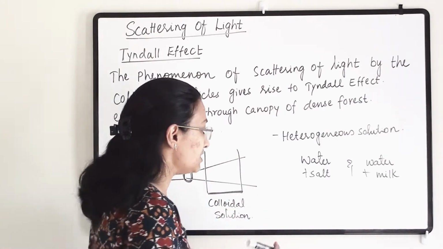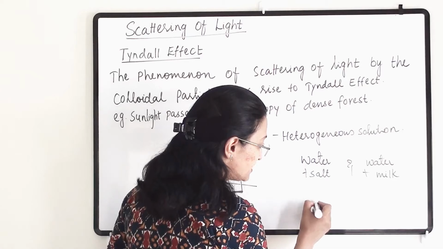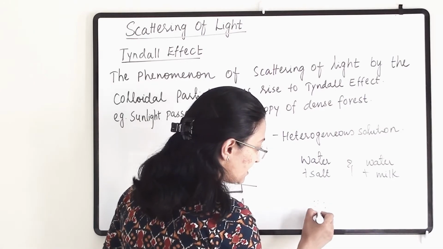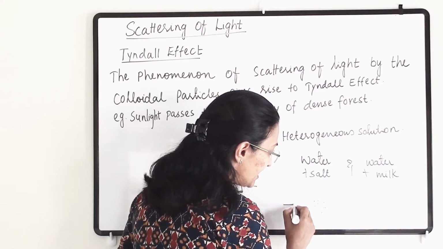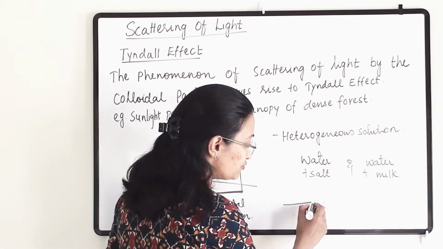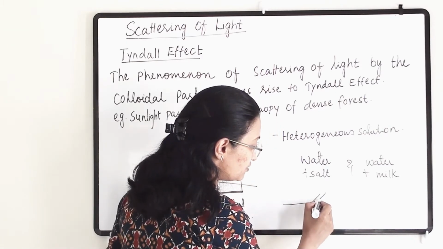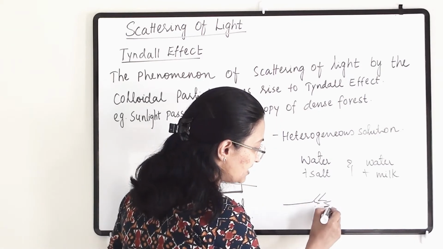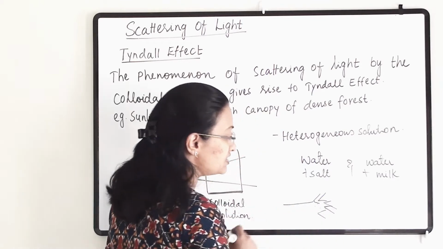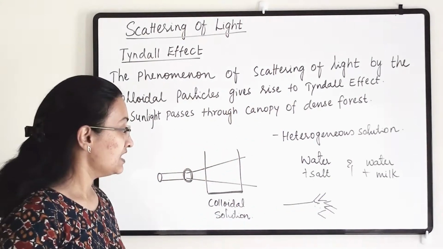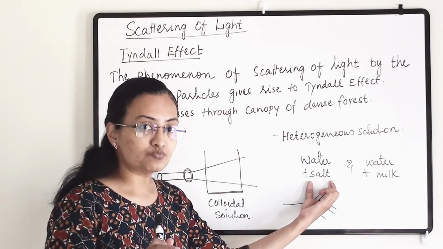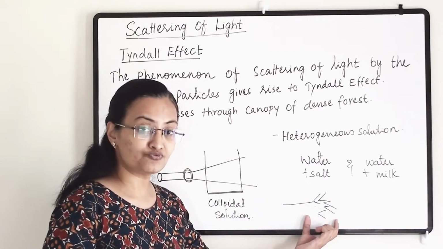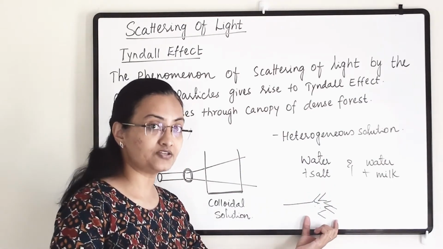Now what is the meaning of scattering of light? For example, these are the particles of solute in the solution. When light passes through this solution, the light will scatter because these particles come in its way. So this is scattering of light. Here the particles of the solute are very small, so they will not show us this phenomenon known as scattering of light.